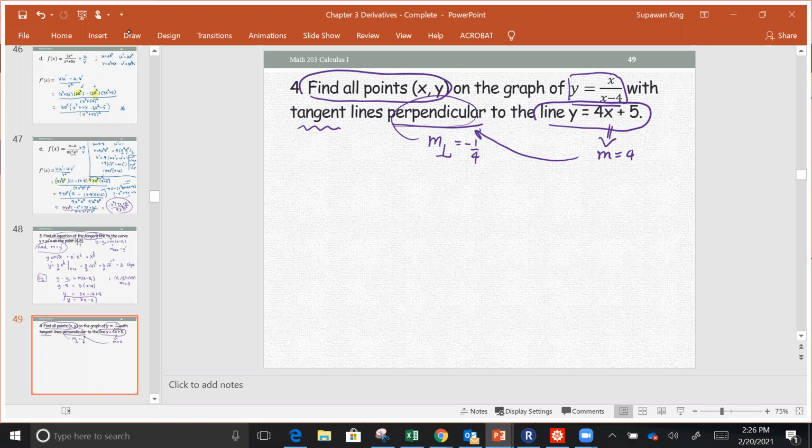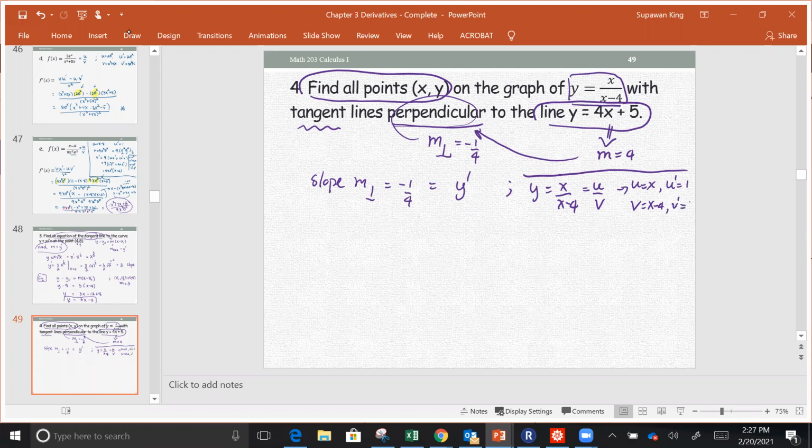So with the information, the tangent line, that means the slope m of the perpendicular, which is negative 1 over 4, will be the same as the y prime, or the derivative of the function, where our function y is x over x minus 4. To find the derivative of the quotient form, use the quotient rule. If we treat it as u over v, that means u equals x and v equals x minus 4. Therefore, u prime is 1. The v prime is also 1.